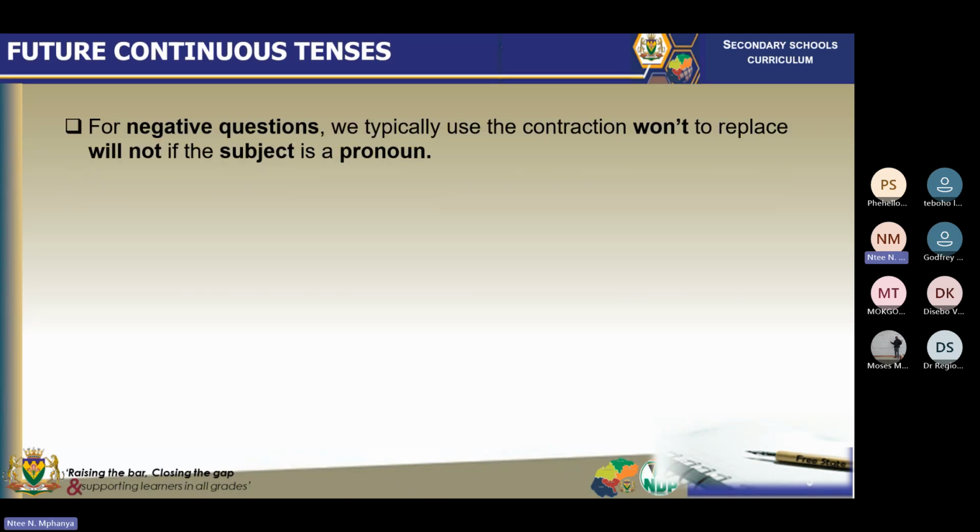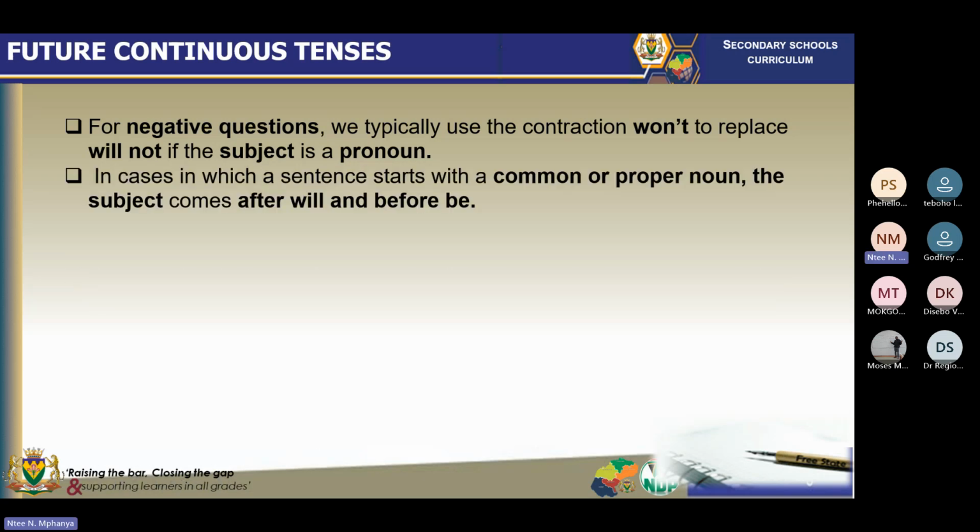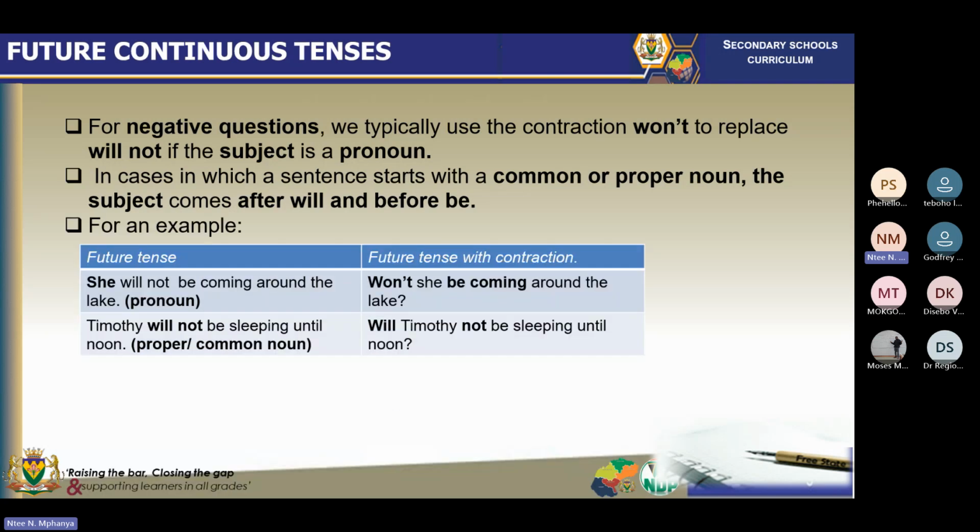Then for negative questions, we typically use the contraction won't to replace will not if the subject is a pronoun. In cases in which a sentence starts with a common or proper noun, the subject comes after will and before be. Let's look at the first example. She will not be coming around the lake, because we are using a pronoun. Won't she be coming around the lake? Now let us see when we use a proper or a common noun. Timothy will not be sleeping until noon. Will Timothy be sleeping until noon? Not won't Timothy be sleeping until noon, because we are using a common or proper noun.